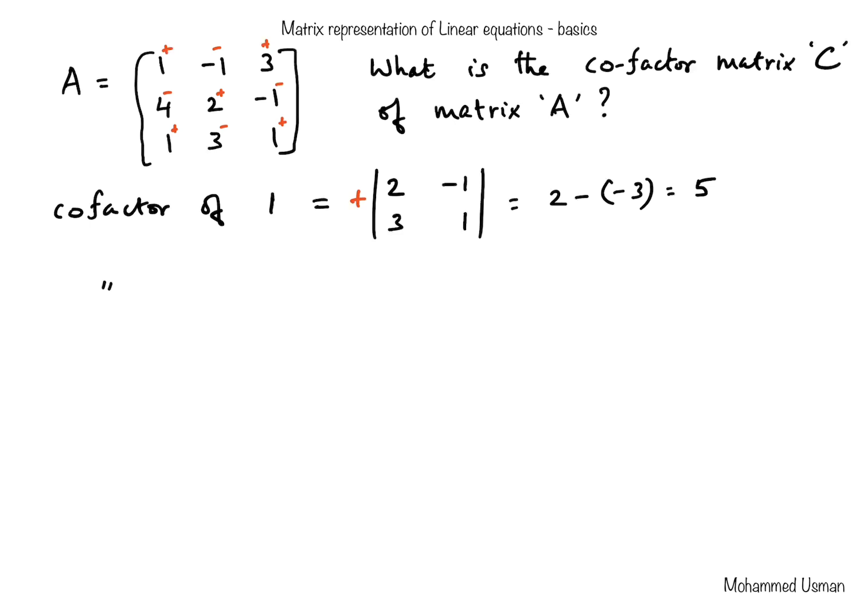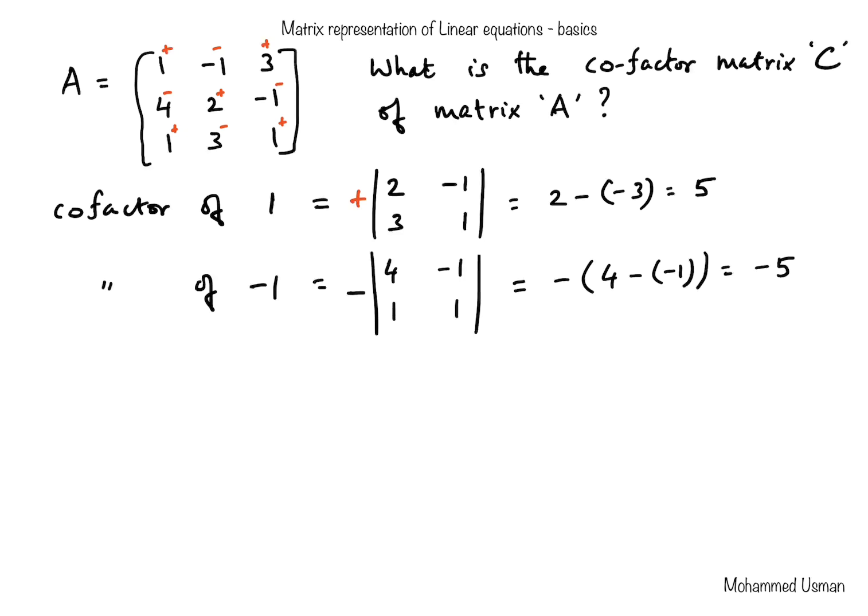Similarly, we'll find the cofactor of the next element, which is minus 1. We'll have to close the row and the column where that minus 1 is present. That leaves us with 4, minus 1, 1, 1. So we'll write that 4, minus 1, 1, 1. And the positional sign on that minus 1 is minus, so we put that minus. That would give us the cofactor of minus 1, which is minus of 4 minus minus 1, so it will be minus 5. So the cofactor of minus 1 is minus 5.